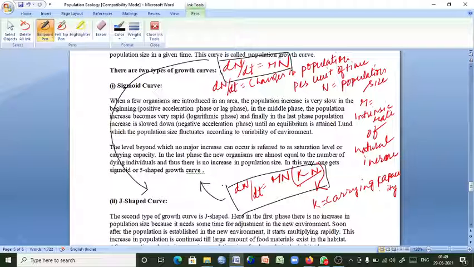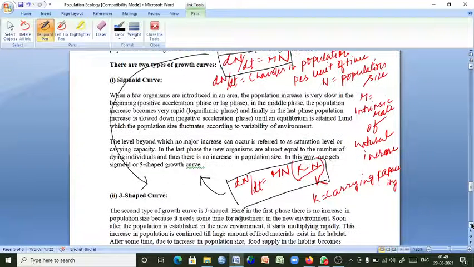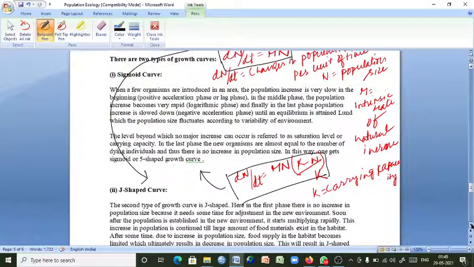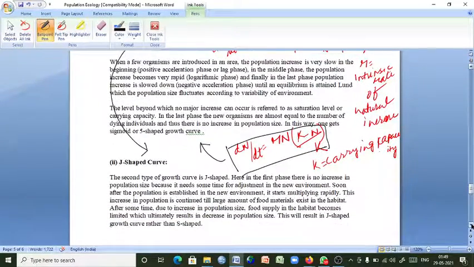Now, in the J-shaped growth curve, that is dN by dt equal to rN, where there is no environmental resistance, the particular population can grow exponentially. This increase in population continues as long as a large amount of food materials exist in the habitat. And after some time, due to increase in population size, food supply in the habitat becomes limited, which ultimately results in decrease in population size. This will result in a J-shaped growth curve.